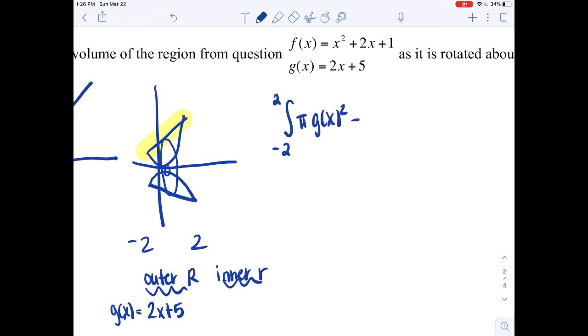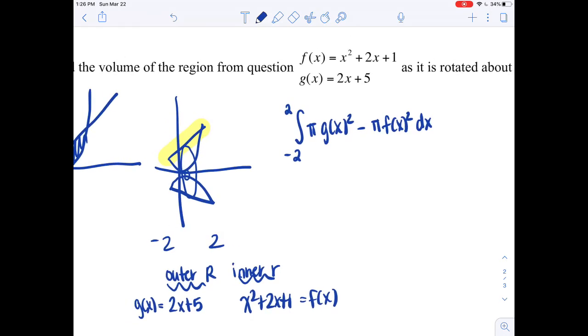Okay, so we're going to do pi times g of x squared. And then our inner radius obviously is the other function. That would be f of x, or x squared plus 2x plus 1. So you're going to have pi times f of x squared dx. I very much highly recommend using that idea of using like y1 and y2, and be careful with the way you type them in. Like if you type this one in as y1 and type this one in as y2, make sure you're putting y2 here and y1 here so you don't make mistakes with your calculation.